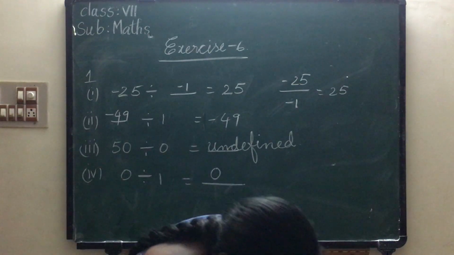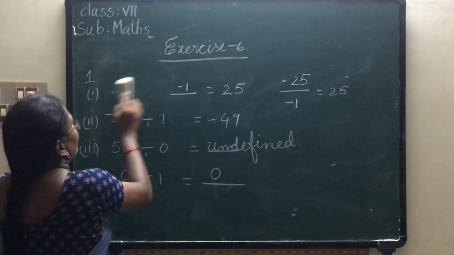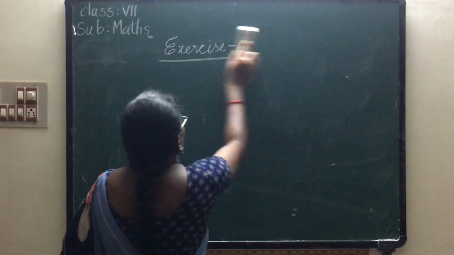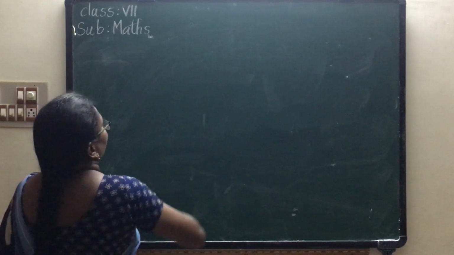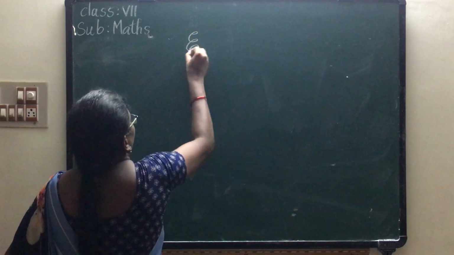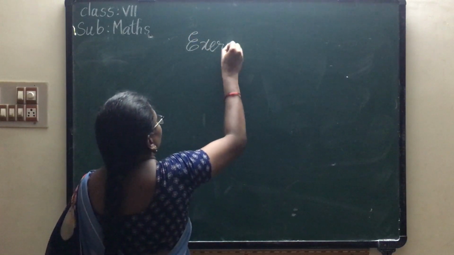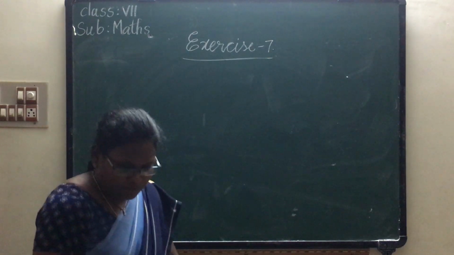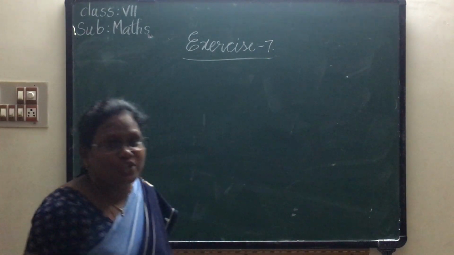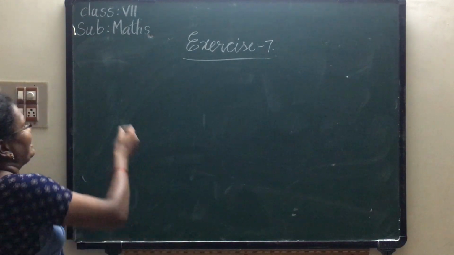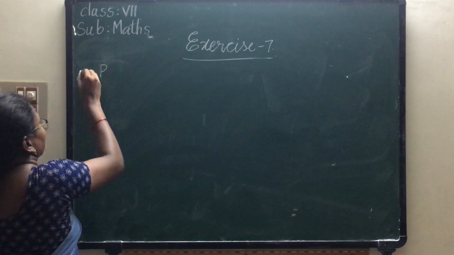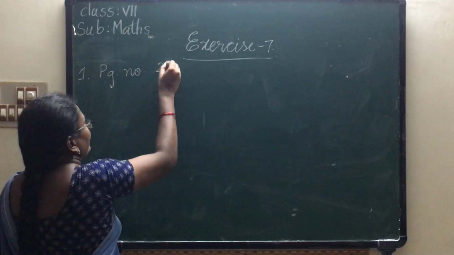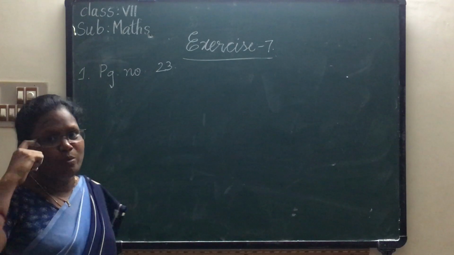Now we will see exercise 7 sums. Exercise 7 is very important. Here I am reading the question. You will see in the textbook, page number 23, exercise 7, first sum. Here Hema and Bharati, 2 members are there.